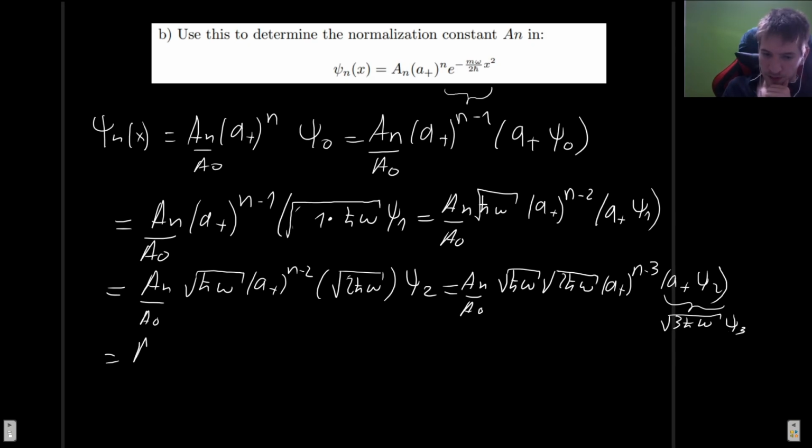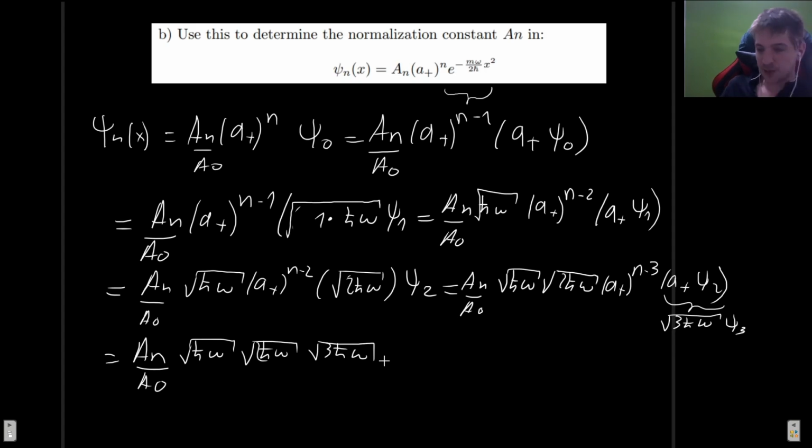So what we are going to have here is just a_n a_0 times the square root of h bar omega, the square root of 2 h bar omega, the square root of 3 h bar omega. And if we continue to apply this a plus, we can do it until its exponent is 0, because then we are not going to have any a plus left. So we can do this dot dot dot until at some point we have applied it n times. So our last term will be n h bar omega.